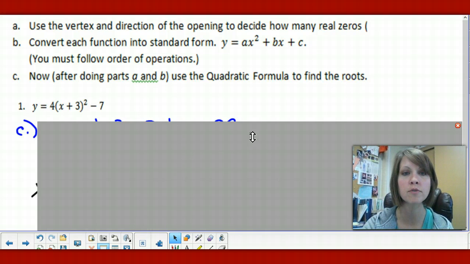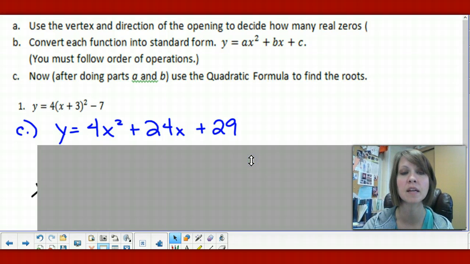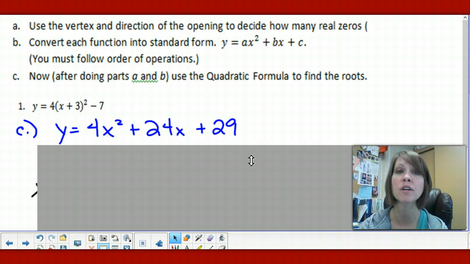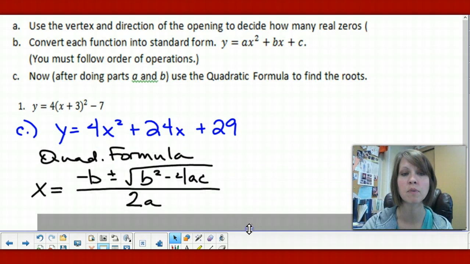All right, so quadratic formula is a method to find the roots or the zeros of a quadratic equation. Okay, it's a quadratic equation in standard form. So you can't use the vertex form with quadratic formula. You have to use the standard form, which is what we just found in part B and you have on your screen here. So remember quadratic formula, x equals negative b.